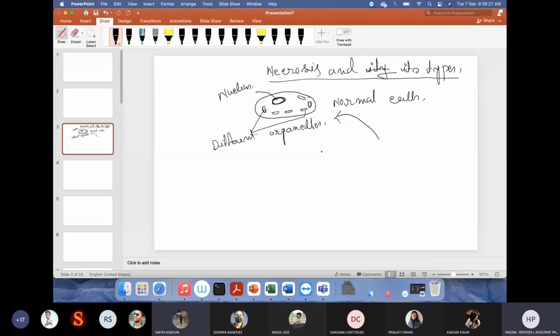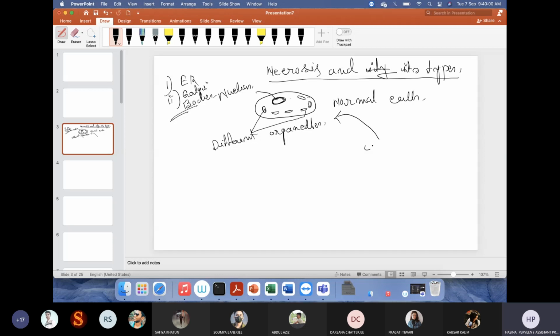Okay. So this is the normal cell. And different organelles are also present. That is the nucleus, different types of organelles and other substances. This is the proteins, DNA. And different organelles means except the nucleus: suppose endoplasmic reticulum, Golgi body. Different types of organelles are present in our normal cells.